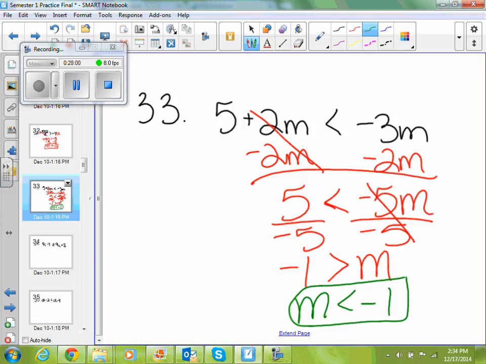That might be something to write on your note card. If you divide or multiply by a negative, you have to flip the inequality.